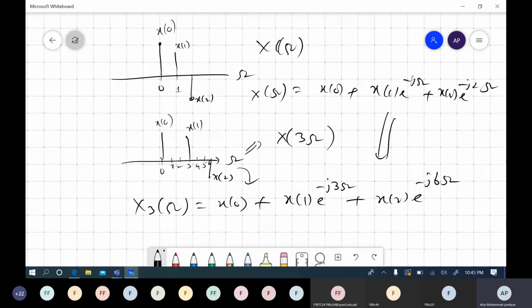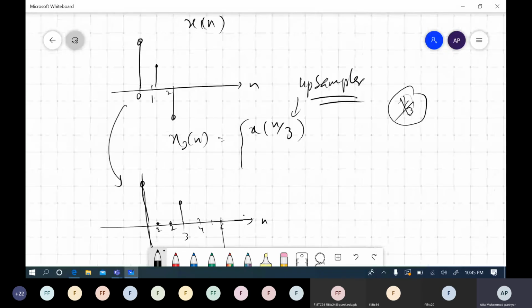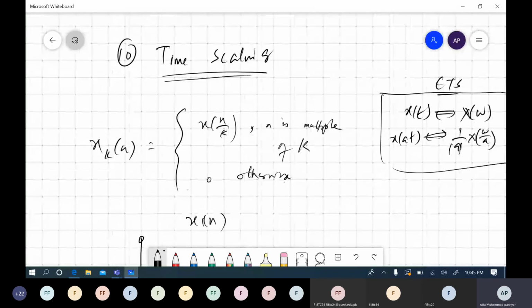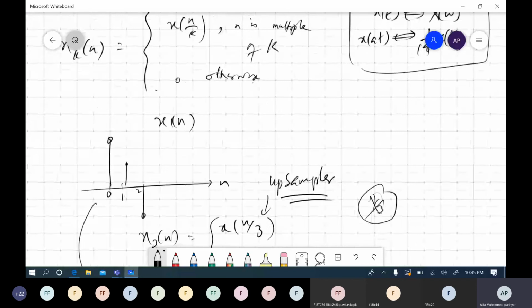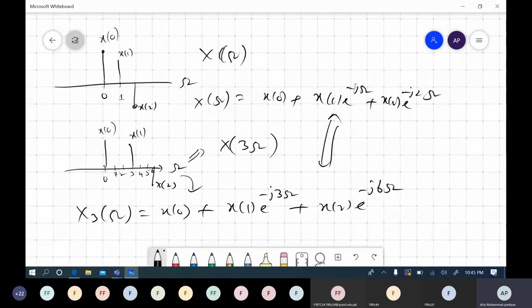You can see the difference. In this signal, the frequency is multiplied by 3 every time. So the frequency spectrum is also stretched, right? This means the property of the upsampler is, if you stretch it in time domain, then its associated spectrum must also be stretched, right?